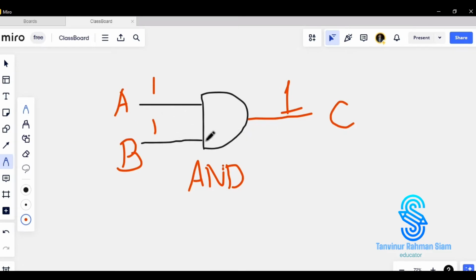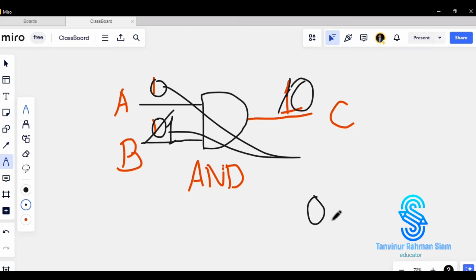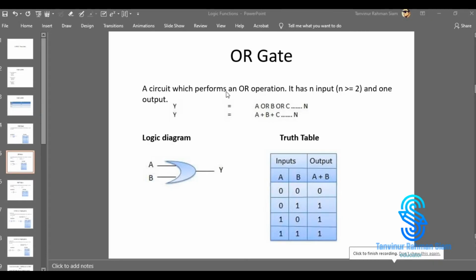All of the values, we will get 0. If we give 0 here, we will get 0. If we give here 0 and here 1, again you will get 0 and 1, 0 and 1, you will get 0 here. As we have already learned AND gate, now we will move to OR gate.